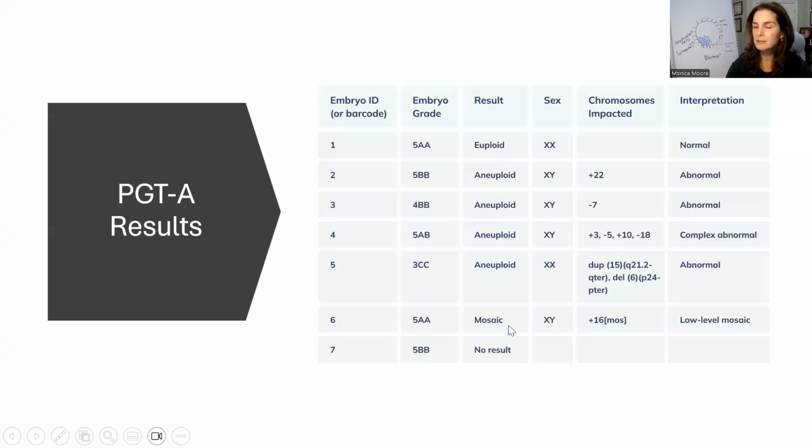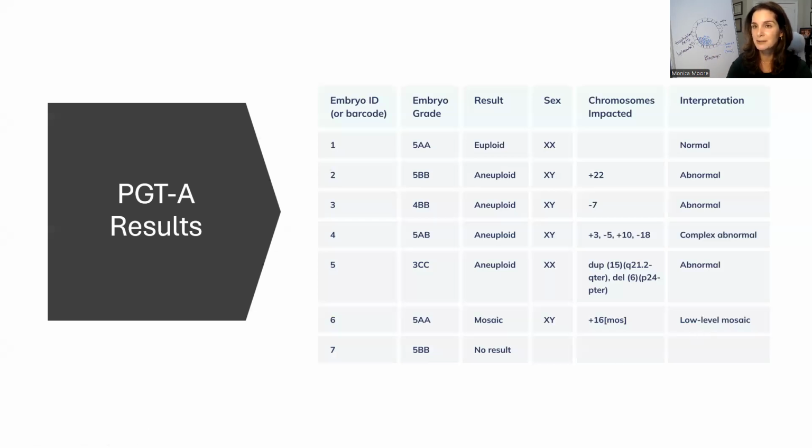This is mosaic, which I mentioned to you before, which means that there are 2 different cell lines in this embryo. When they did those 3 to 5 cells, one maybe came back 46 XY, the other one may have come back 47 XY and had a whole extra chromosome somewhere. So now we're not sure about the inner cell mass component and if it's reflected in that trophectoderm cell. We do transfer sometimes low-level mosaics with genetic testing.